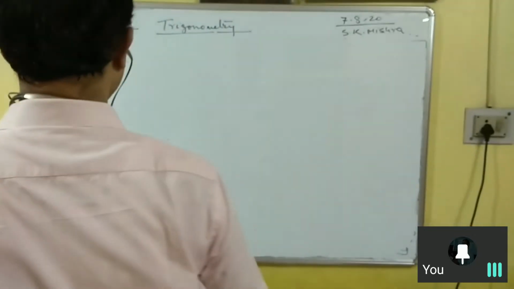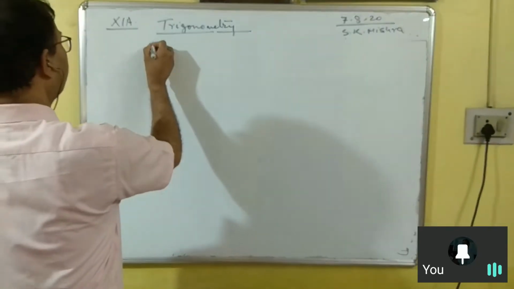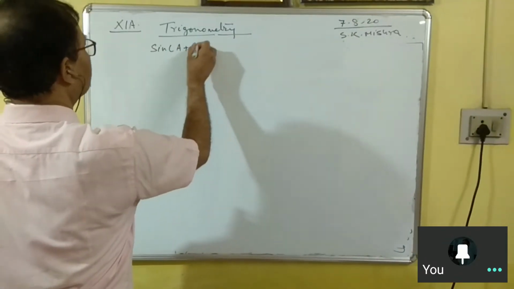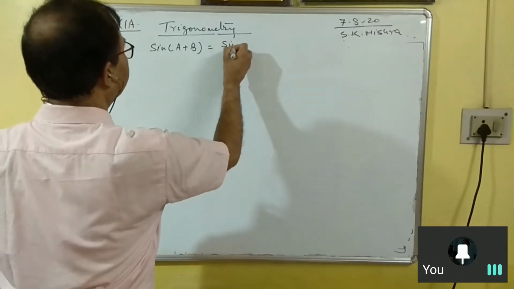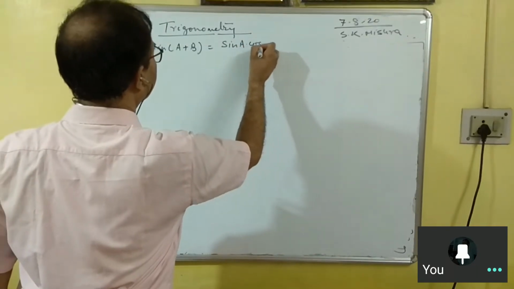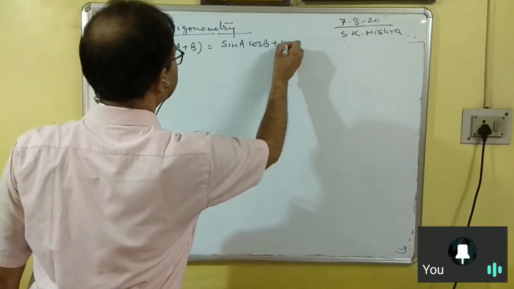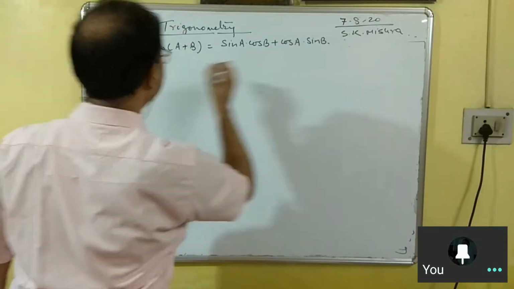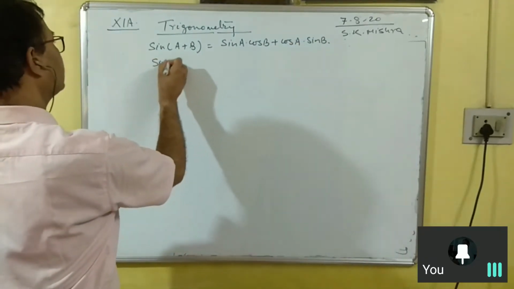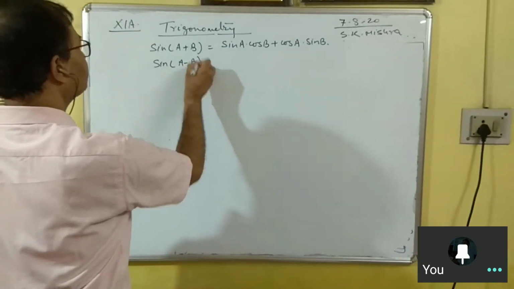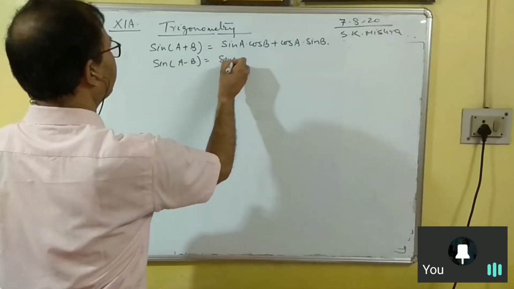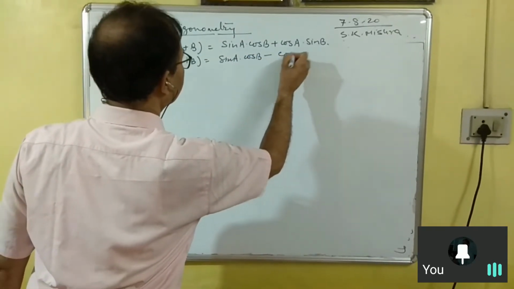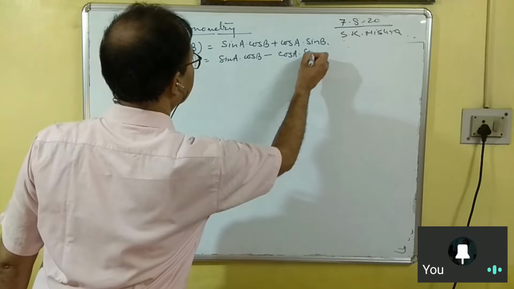New formula for you, like sine A plus B. So it's how much? Sine A cos B plus cos A sin B. Similarly, if I ask you what is sine A minus B, this is sine A cos B minus cos A sin B.